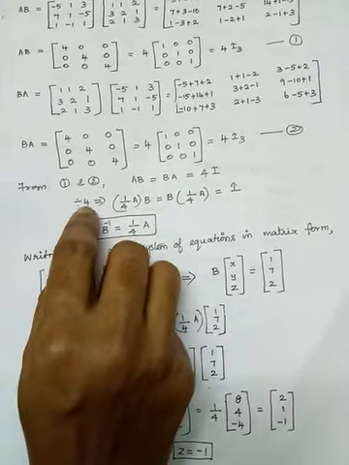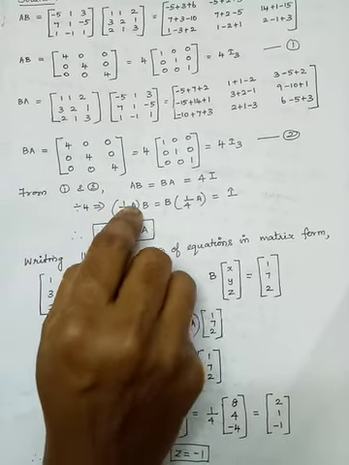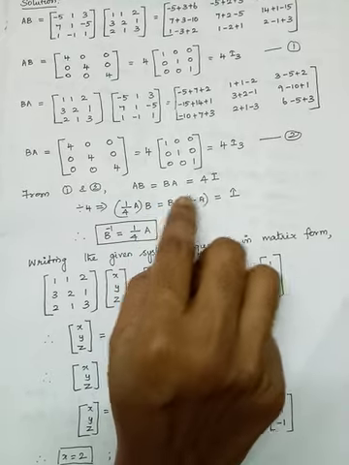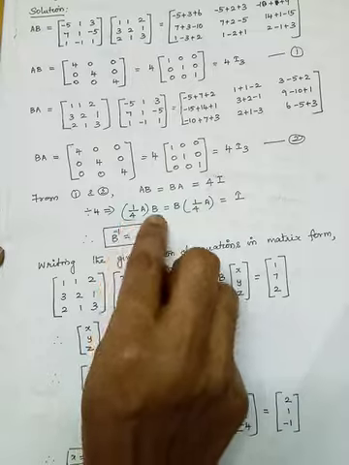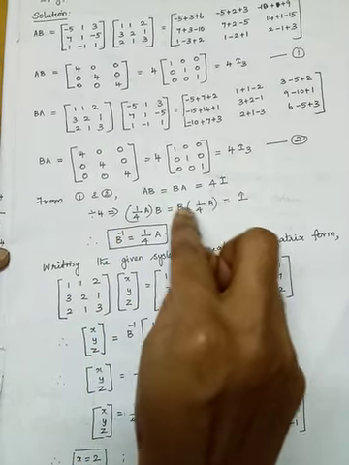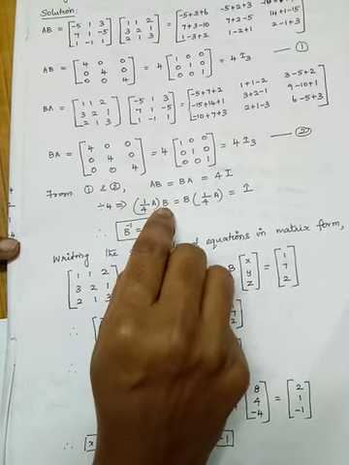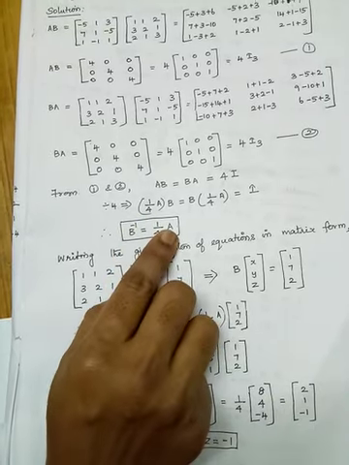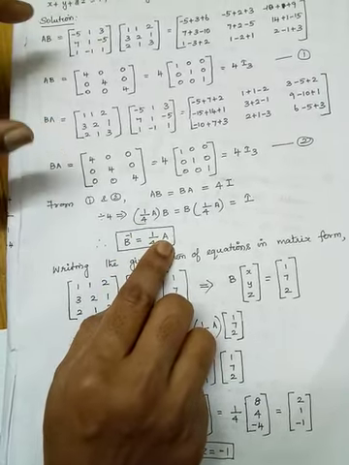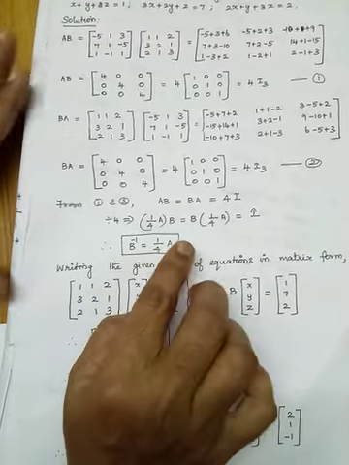See, 4 is a number, so I can divide by 4. While dividing, I can write 1 by 4 into A into B is equal to B into 1 by 4 A is equal to 4 by 4, which is 1. So you will get I. If AB is equal to BA is equal to I, it means this is the inverse of B. So in the place of B inverse we can write 1 by 4 into A. So from these products I get the answer as B inverse is equal to 1 by 4 into A. Let it be.